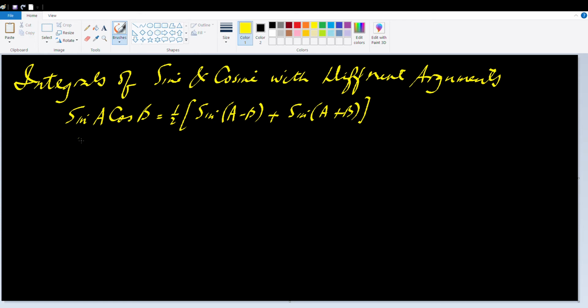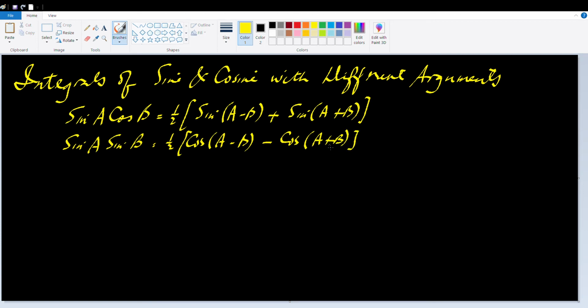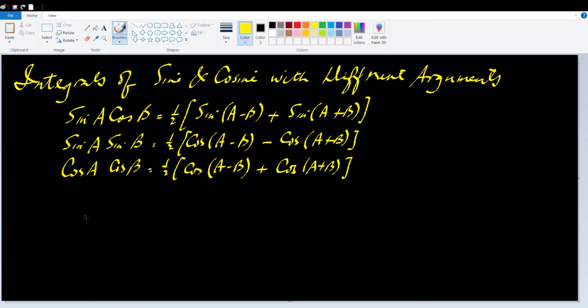The next one is sine A sine B equal to 1/2 of cosine of A minus B minus cosine of A plus B. And thirdly, we have cosine of A cosine of B equal to 1/2 of cosine of A minus B plus cosine of A plus B. Right?